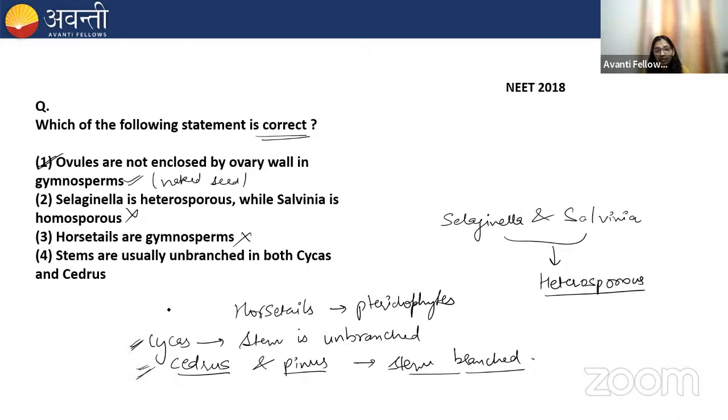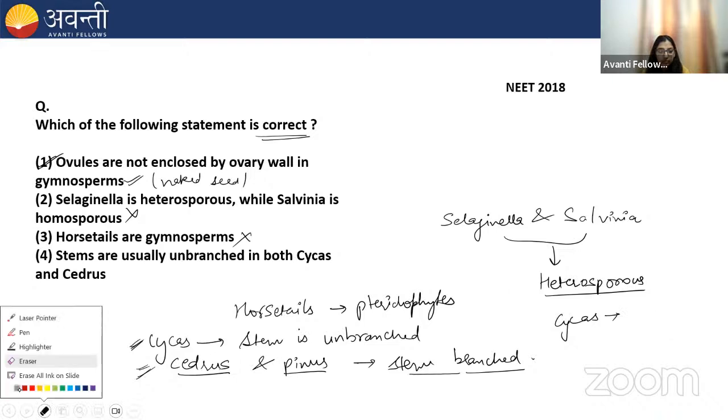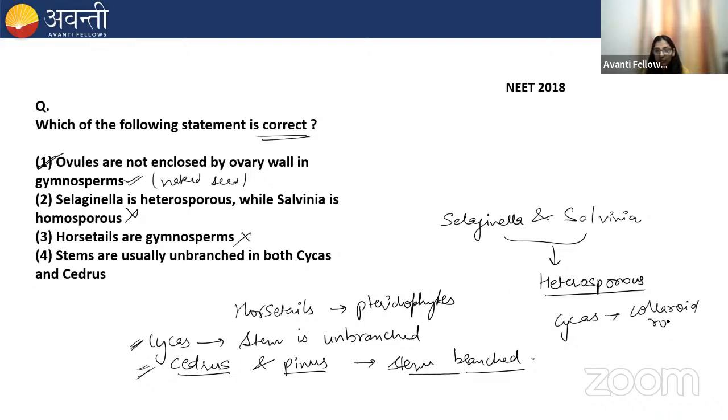Also remember that in Cycas, the coralloid roots show a symbiotic association with cyanobacteria. And Pinus shows a symbiotic association with fungi, which is known as mycorrhiza. Also remember that Cycas is dioecious or unisexual. This is also important. Pinus is monoecious or bisexual. These are the important points, okay? So the correct option is one, that the ovules are not enclosed by the ovary wall in gymnosperms.